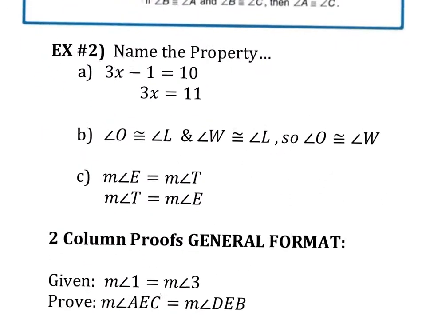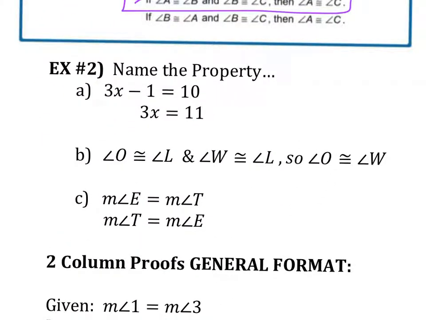Okay, so you're going to be doing some naming of properties. Look here. You start with 3x minus 1 equals 10. It becomes 3x equals 11. Can you tell me which property you used to get there? Addition, right? We just added 1 and added 1, so that would be the addition property.